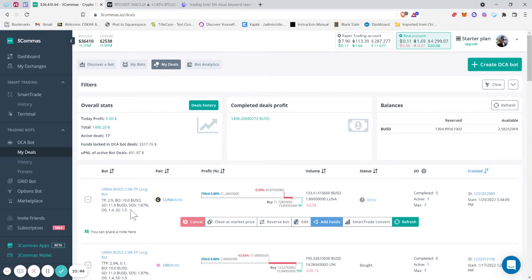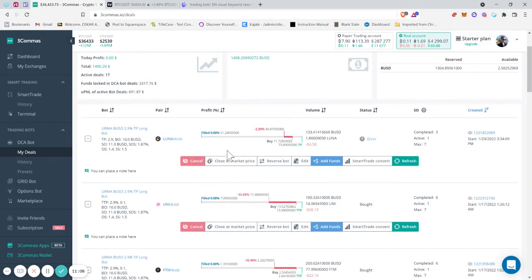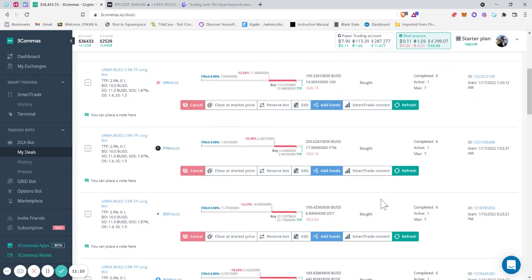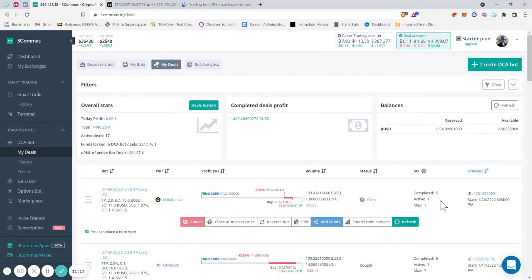If you know what you're doing and you can read settings, these are the settings that I use, but I will explain everything in much more detail in another video. This was just to give you a basic overview of what a dollar cost averaging bot is, how it works. I will tell you one last thing, which is how much you would require for each deal. So this is one deal, the Luna is one deal, Uni is one deal, FTM is one deal, DOT is one deal. It's about $300 US per deal.